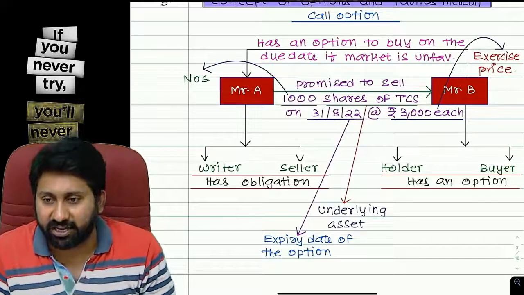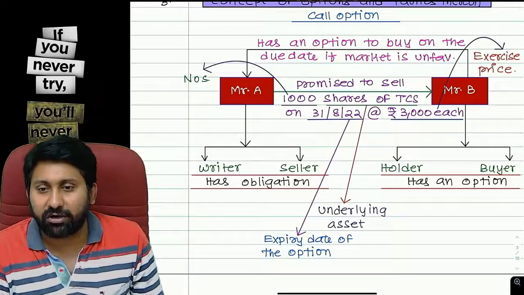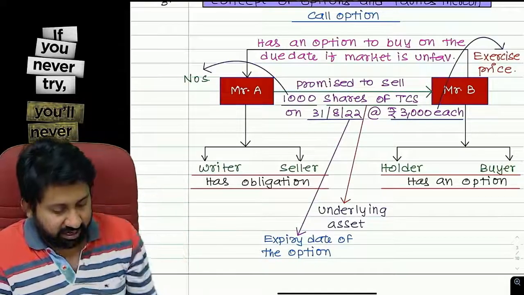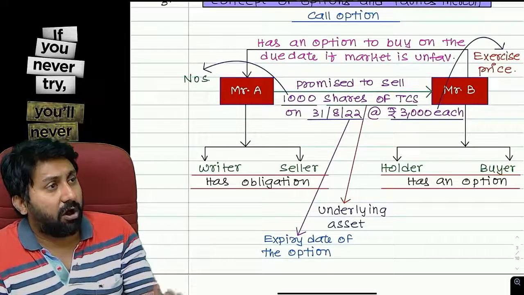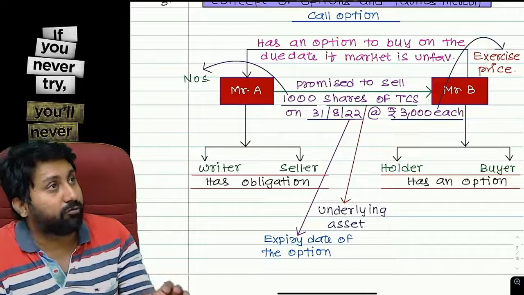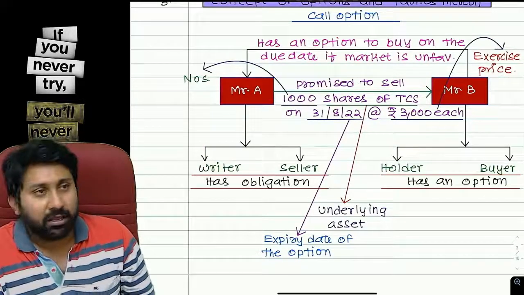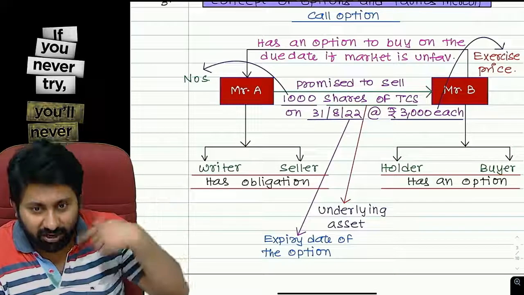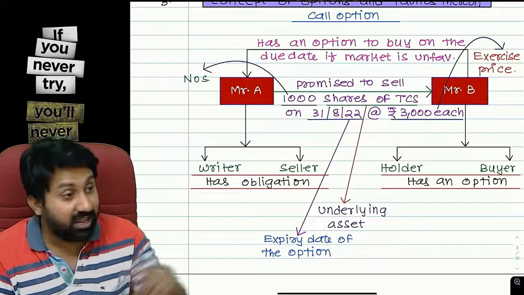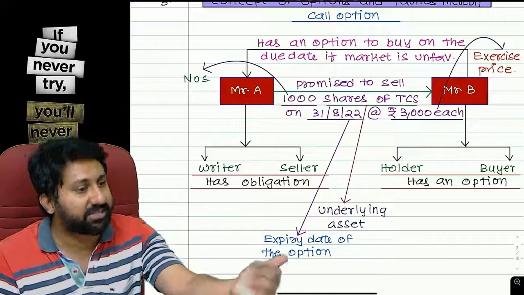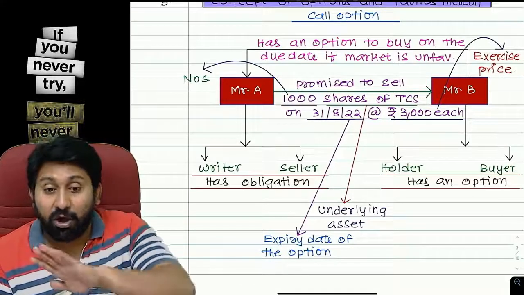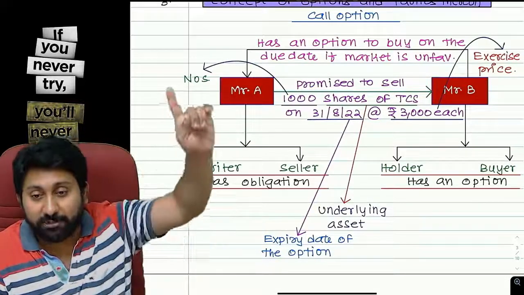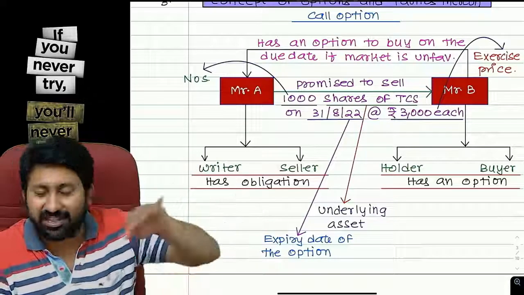How to understand this? In the market, the price of the share on 31/8 went to 4,000. Then if I have to buy in the open market, I have to spend 4,000. But Mr. A already promised me that he will sell at 3,000. I will exercise that and ask Mr. A, please give me at 3,000. What happens to the writer, Mr. A? He makes a loss, but that we leave off.